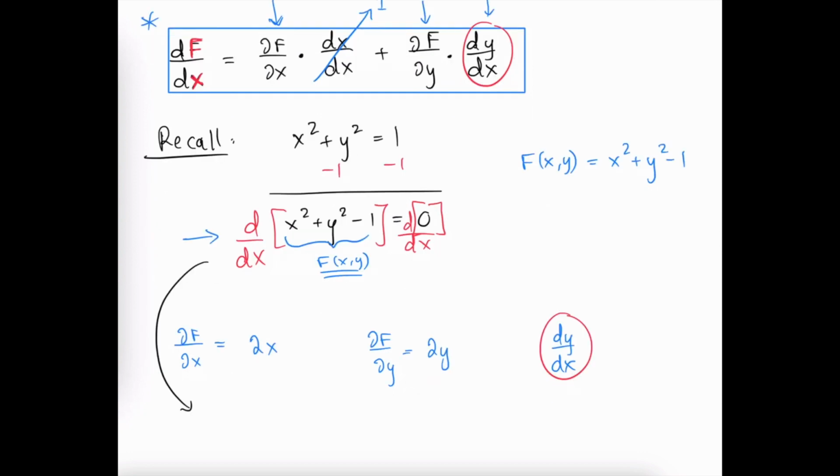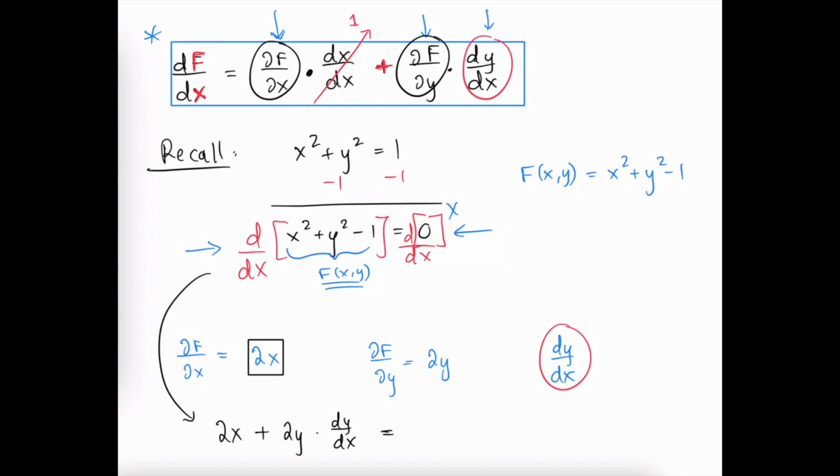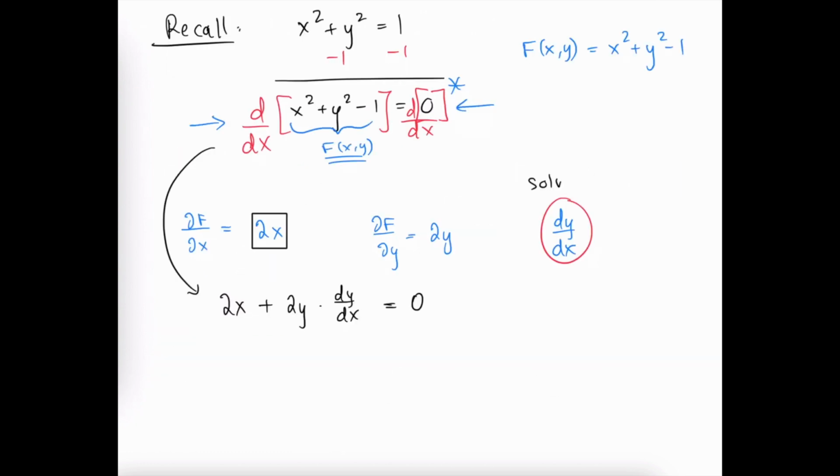So the derivative of this left-hand side becomes partial F with respect to x, which is 2x, times dx/dx, which again was just 1, plus partial F with respect to y, which is 2y, times dy/dx, which is what we're trying to solve for. And what this is equal to, on the other side here, the derivative of 0 with respect to x is just 0. So now we just solve for dy/dx, which means we'll subtract 2x from both sides.